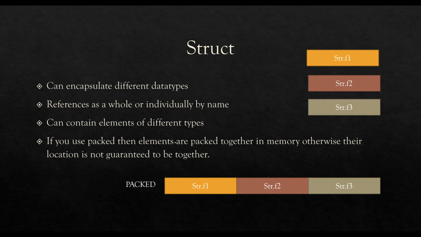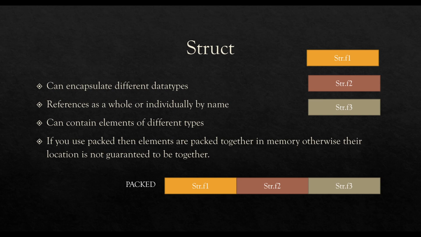Structs are basically a structure defined in SystemVerilog that can encapsulate different data types. The whole set can be referenced and copied and moved and passed through ports and through functions as arguments, etc. Or you can refer to them by name. For example, if str was your struct, you could refer to individual elements like str.f1, str.f2, and so on. Just like C, you can refer to the individual elements of a struct.